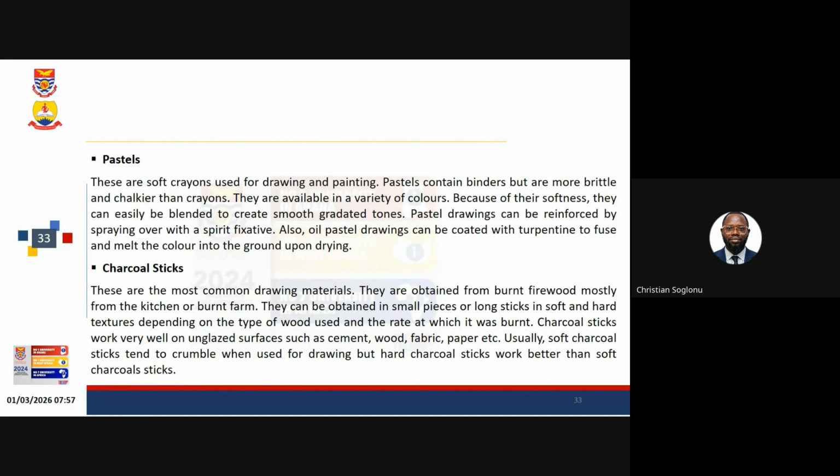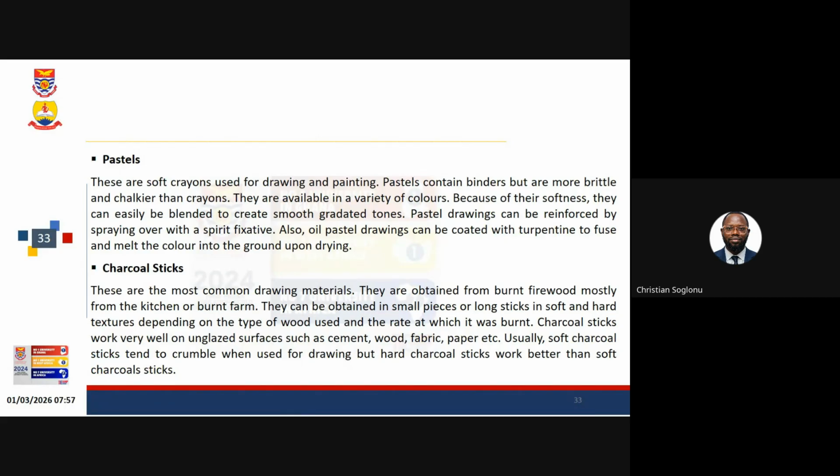Charcoal sticks work very well on a prepared surface, such as cement, wood, fabrics, paper, etc. Usually soft charcoal sticks tend to be crumbly when used for drawing, but hard sticks work better than soft charcoal sticks.